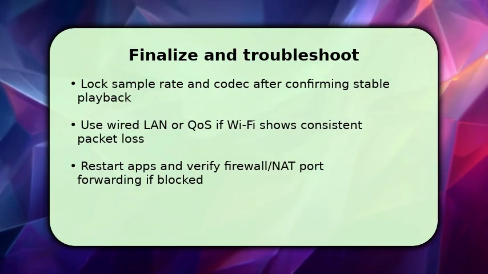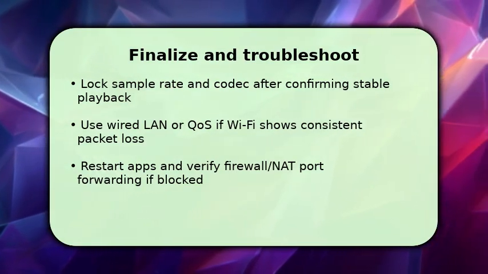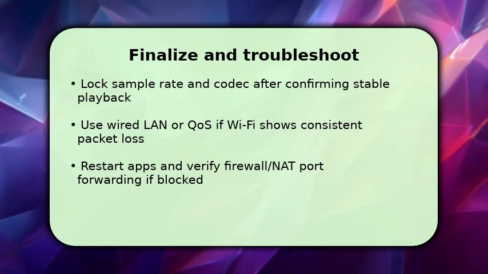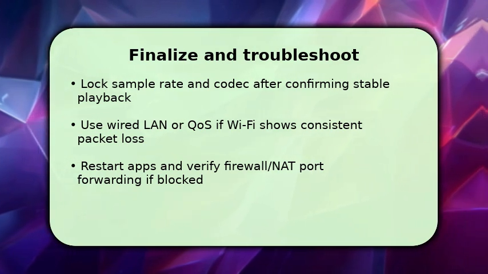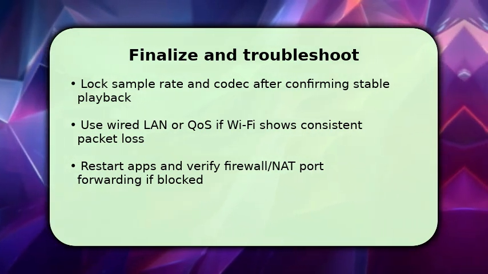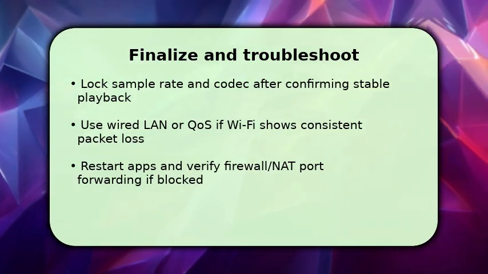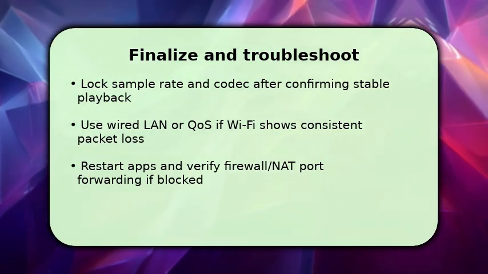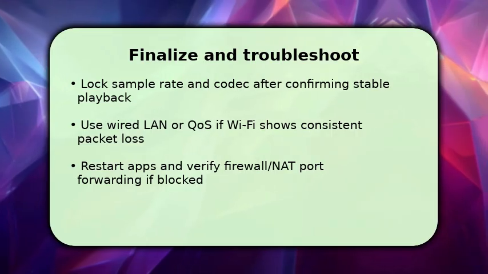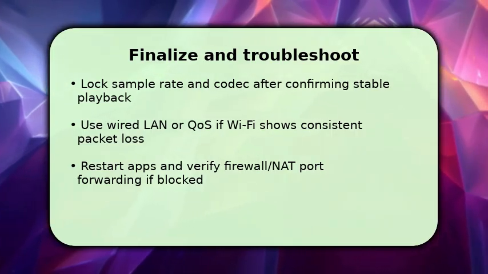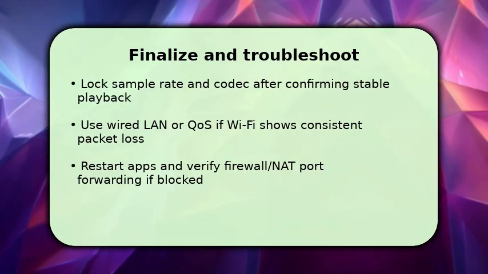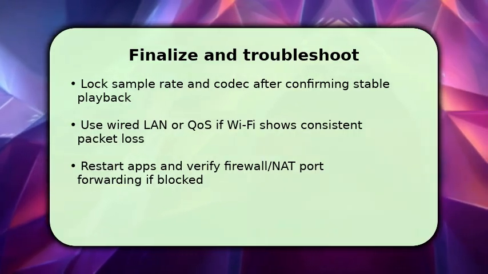Finish by locking in the working settings. Fix the sample rate and codec so they don't drift, and save the profile for future sessions. If Wi-Fi causes drops, move to wired Ethernet or enable router QoS to prioritize the relay. If the sync never connects, check firewall rules and set up NAT/port forwarding on the sender's network. A quick app restart often clears transient issues.